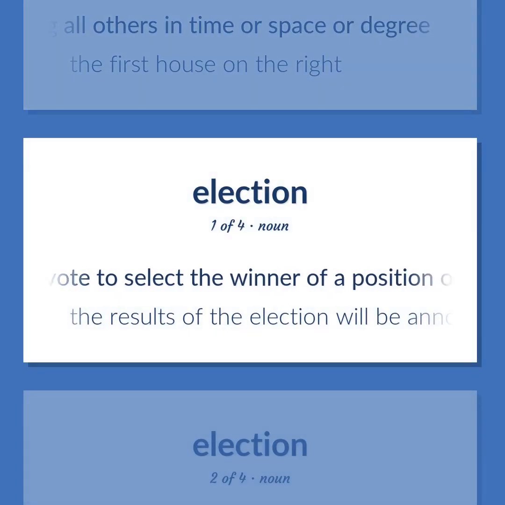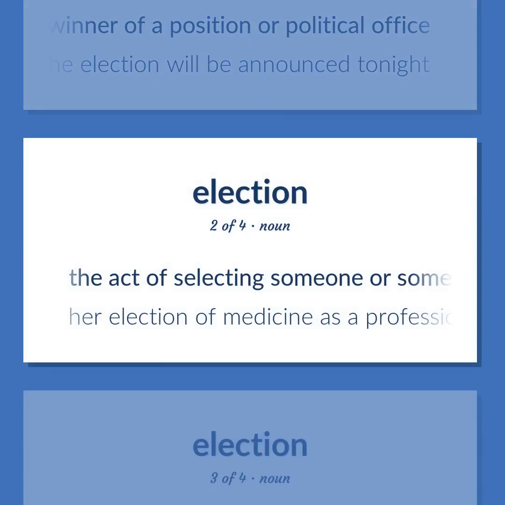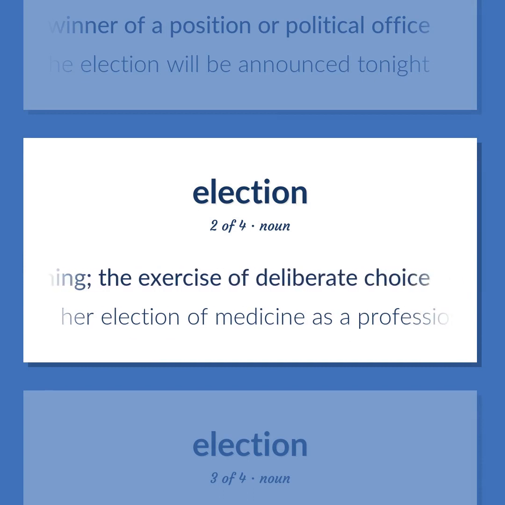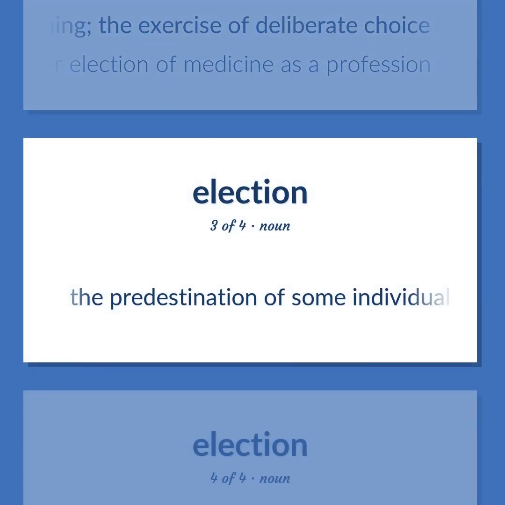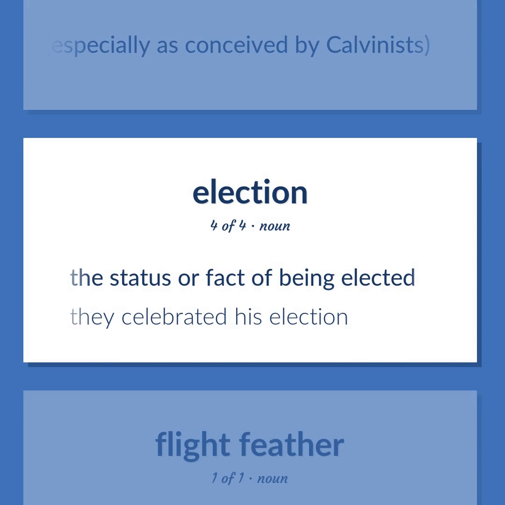A vote to select the winner of a position or political office. The results of the election will be announced tonight. The act of selecting someone or something, the exercise of deliberate choice. Her election of medicine as a profession. The predestination of some individuals as objects of divine mercy, especially as conceived by Calvinists. The status or fact of being elected. They celebrated his election.